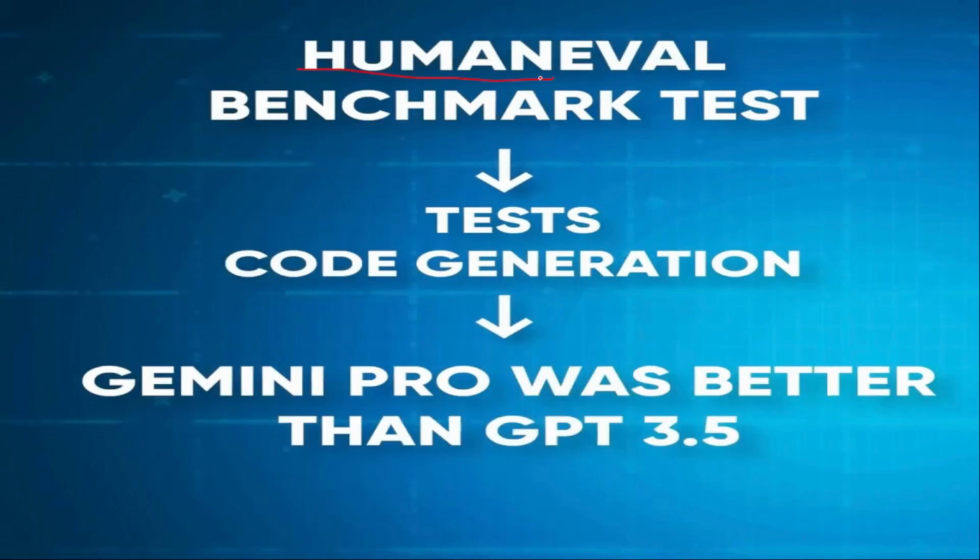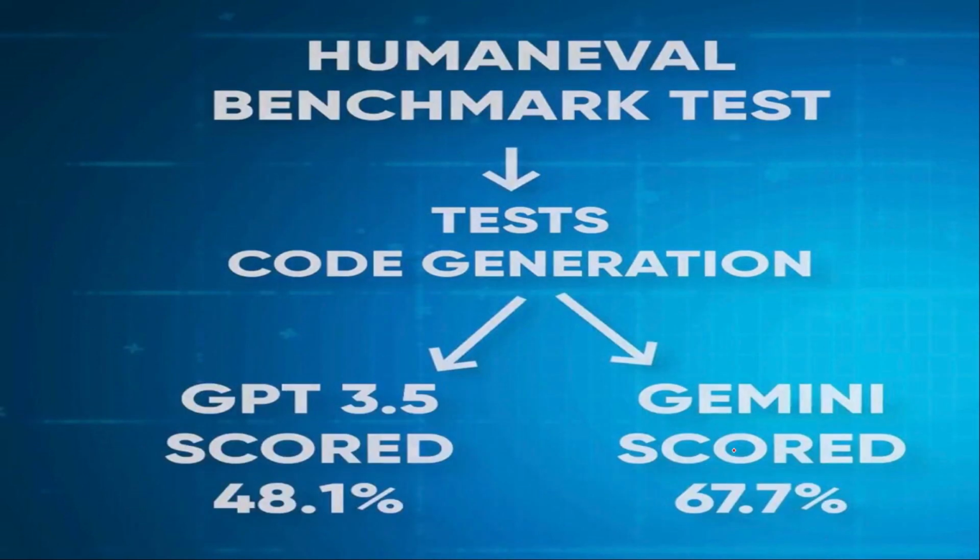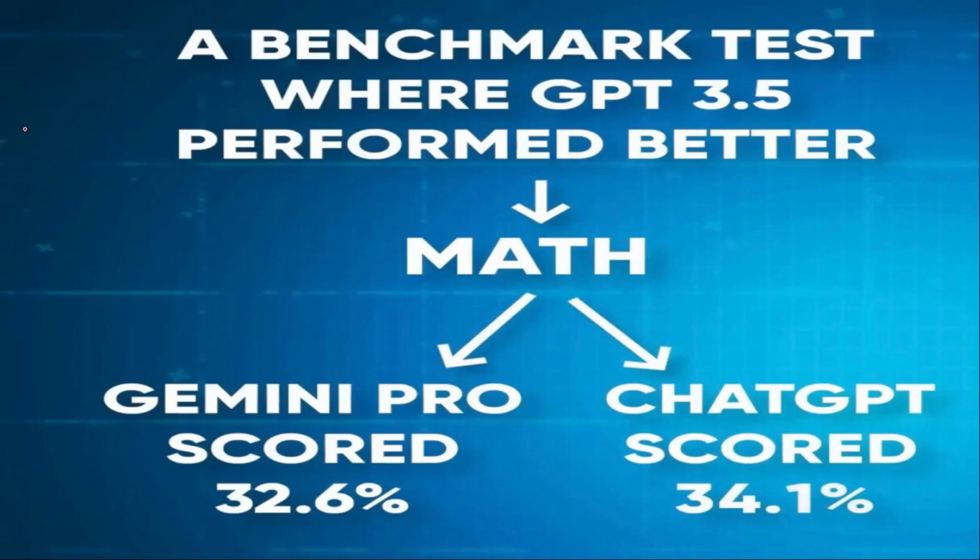Now we have the HumanEval benchmark test. What does this test mean? This test is for code generation. Means which AI model will generate code faster. So in this test, Gemini Pro was better than ChatGPT 3.5. Now talking about scores, ChatGPT 3.5 scored 48.1% in this test and Gemini scored 67.7%. So we will say that ChatGPT one more time scores 0 and Gemini gets 3. Okay, now let's move ahead.